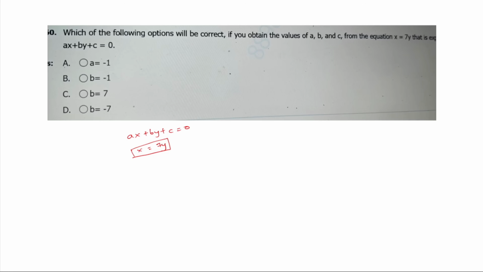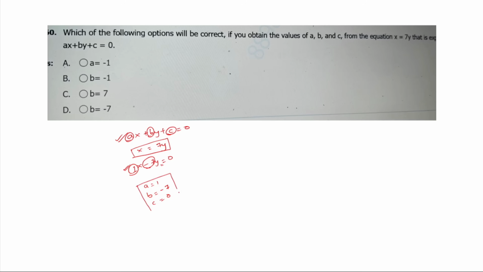So move the 7y from the right side to the left side. Then the equation becomes x minus 7y equals 0. Here, the coefficient of x is not written, that is 1 is available. Now compare this x minus 7y equation with ax plus by plus c. So in the place of a, we have the value 1. So a equals 1. And in the place of b, we have the value minus 7. So b equals minus 7. And in the place of c, there is no value. So here c equals 0.